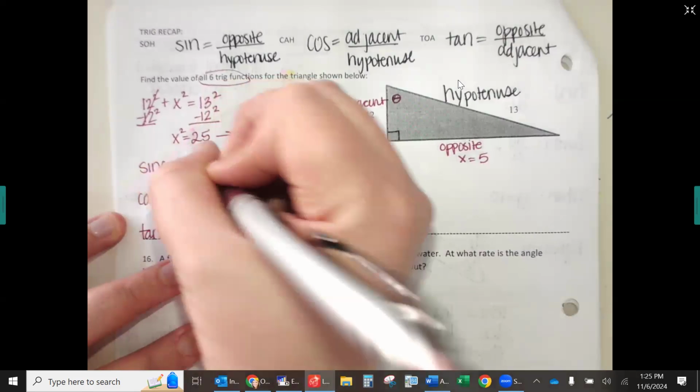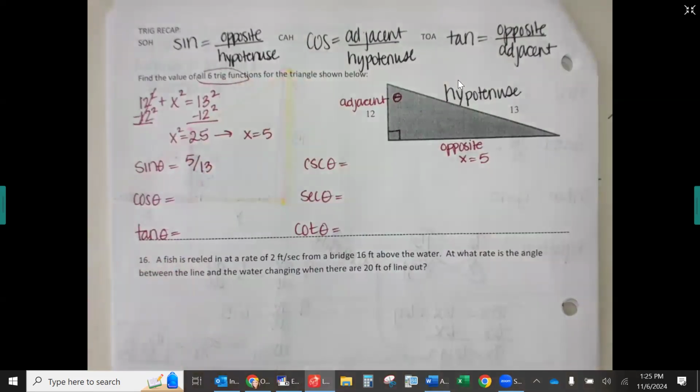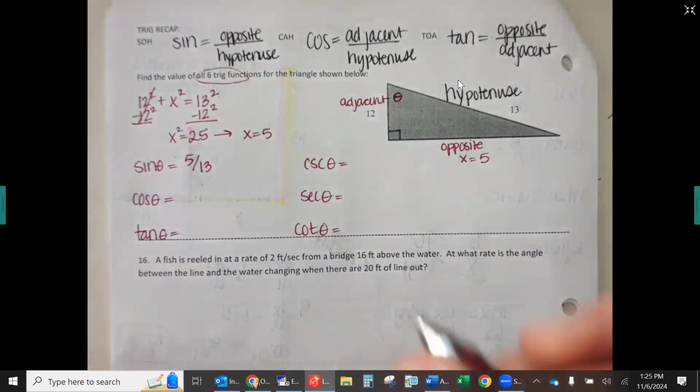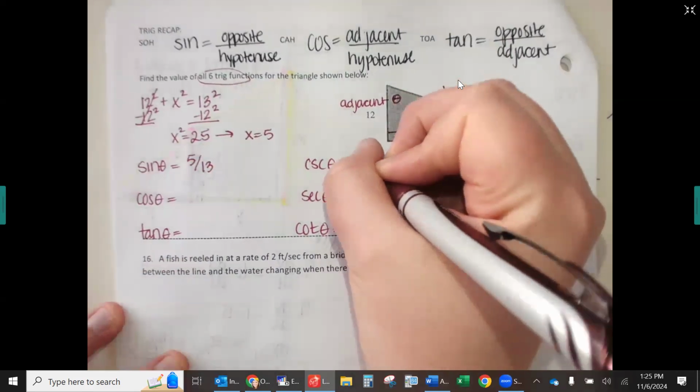So put 5 over 13. Okay, then you should also know that sine and cosecant are reciprocals of each other. So if sine is 5 over 13, what would CSC be? 13 over 5. Very good.